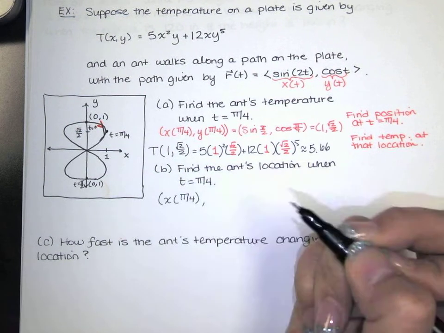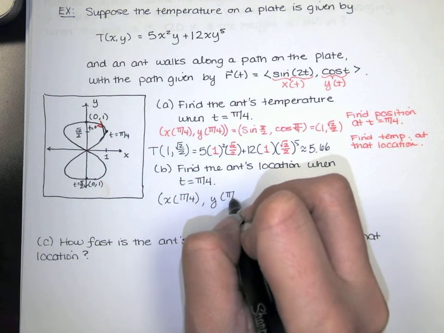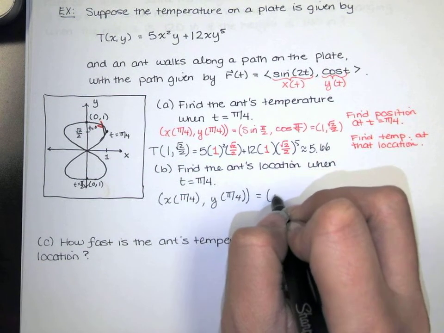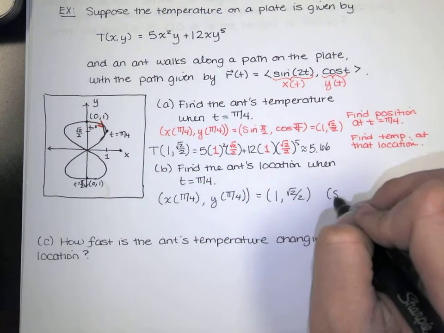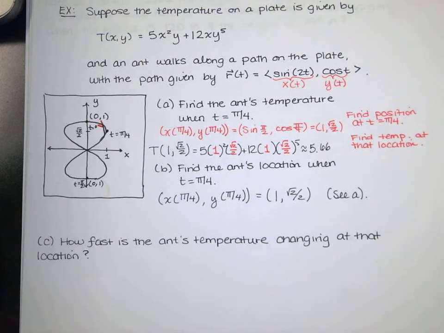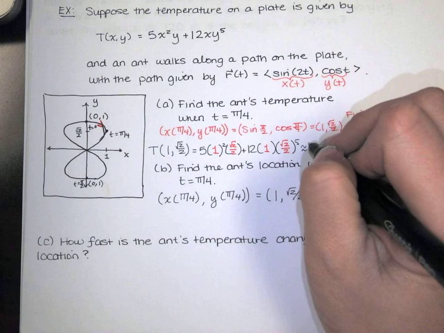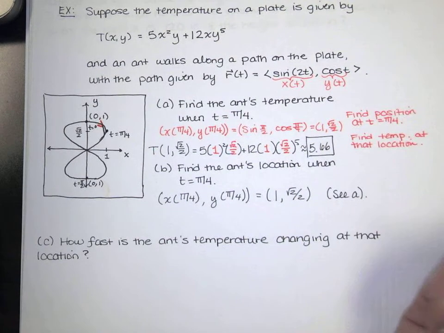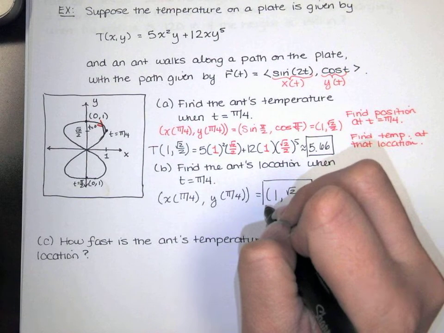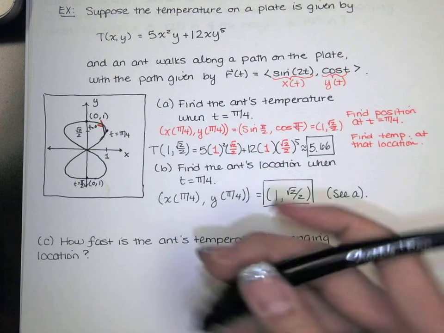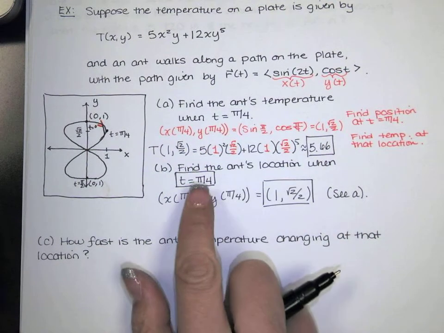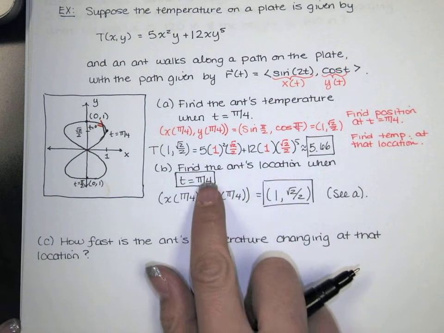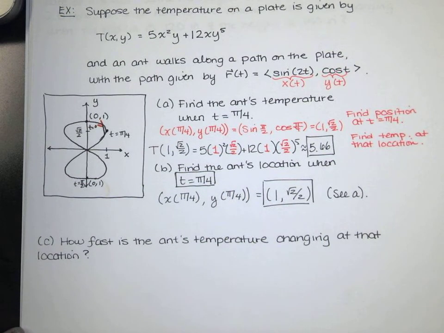So we find x at pi over 4 and y at pi over 4. We already did that. We got 1 and square root of 2 over 2. I'll just write CA. Okay, so I know the temperature is this, our location is this, and we're given a particular time. So we've got a time that corresponds to a position, and that position corresponds to a temperature.